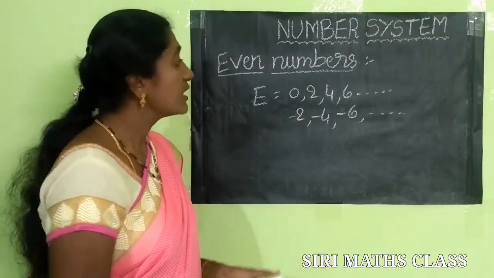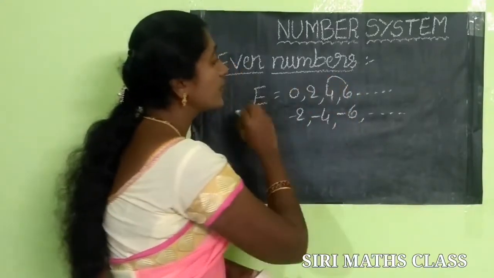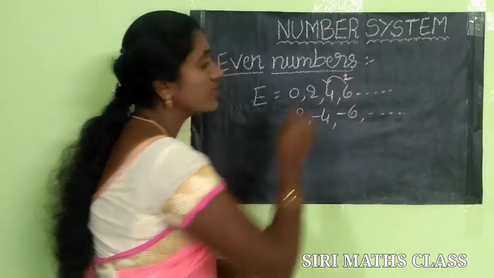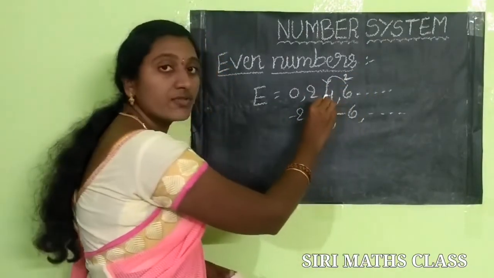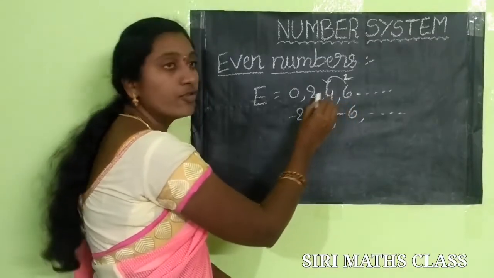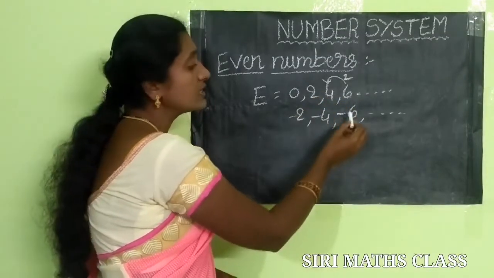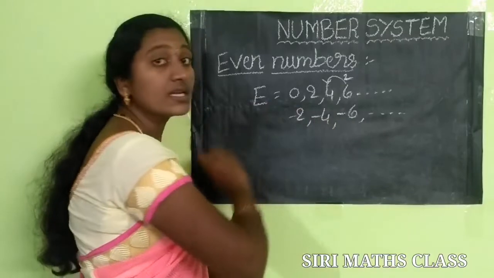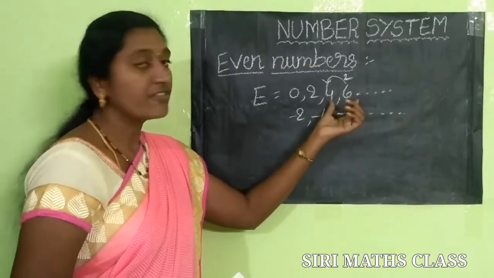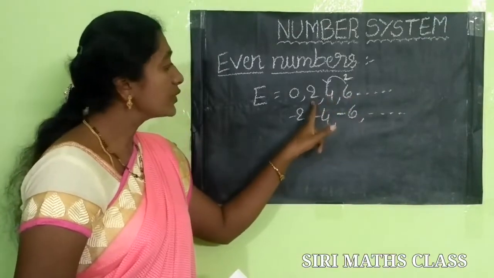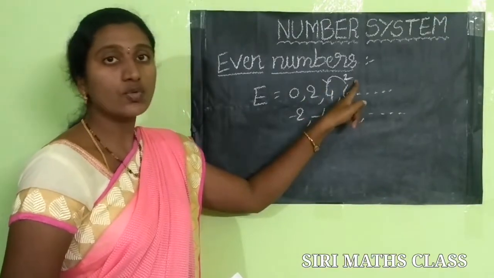The difference of any two consecutive even numbers is always 2. See here, 6 minus 4 is how much? 2. And 4 minus 2 is 2. And -6 minus -4, the difference is 2. Here we can check that the difference between any two consecutive even numbers is 2 only.